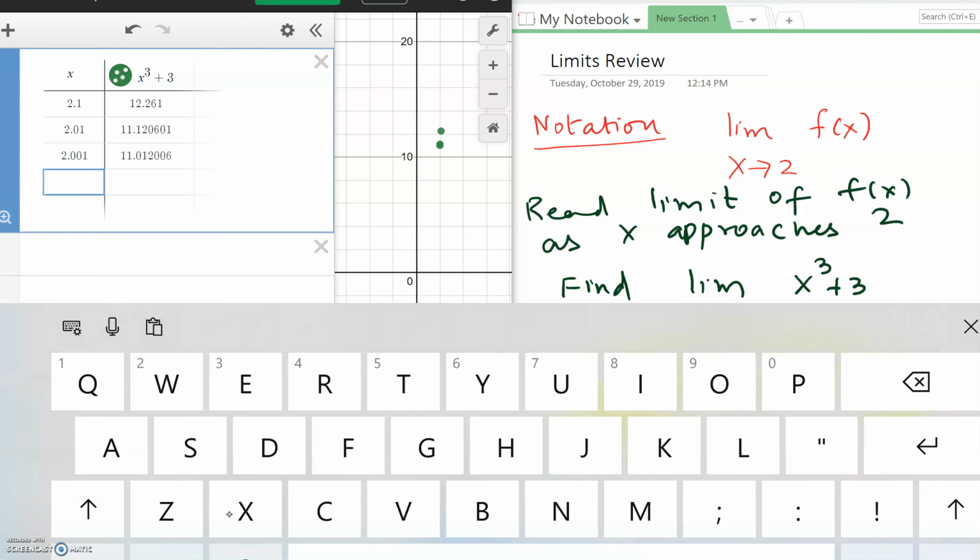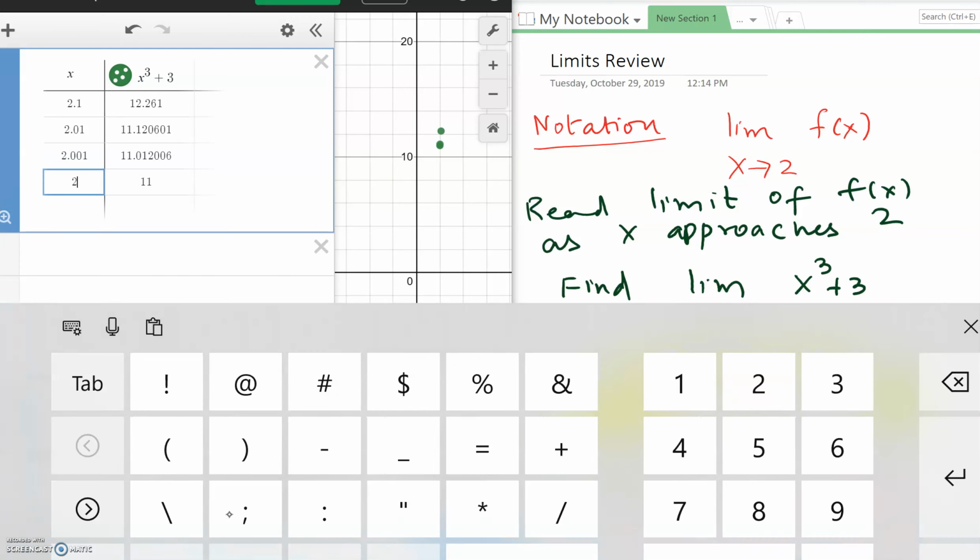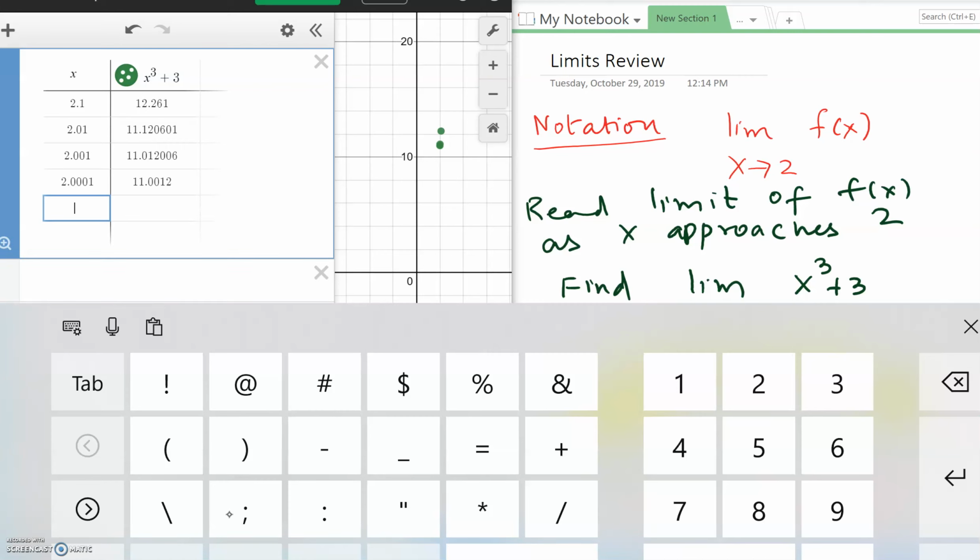So let's see more. 2.0001. We can see that these numbers are approaching 11. And then let's do one more. It's getting even closer to 2, and we can see that the values are approaching 11.